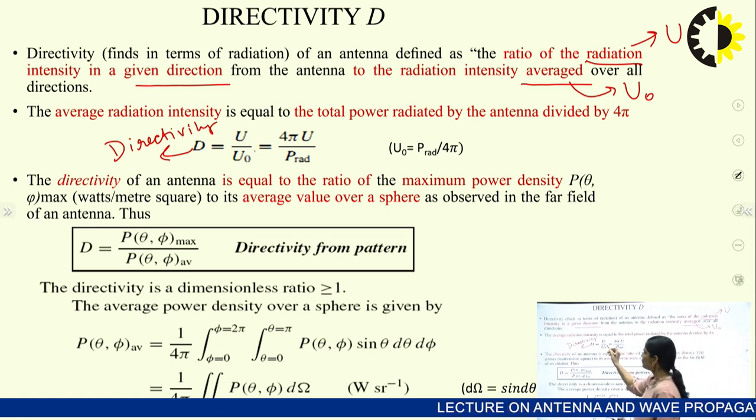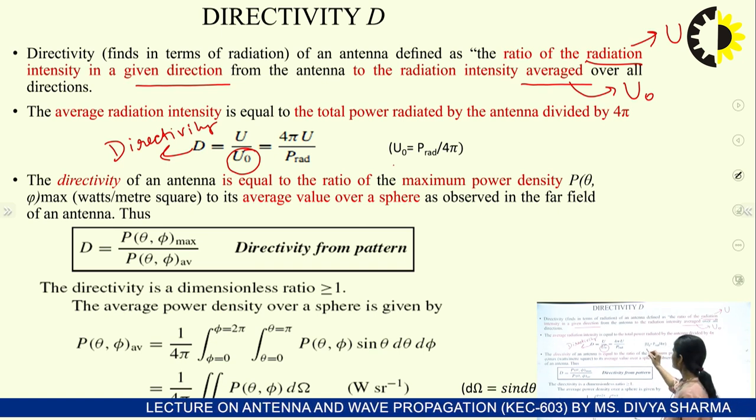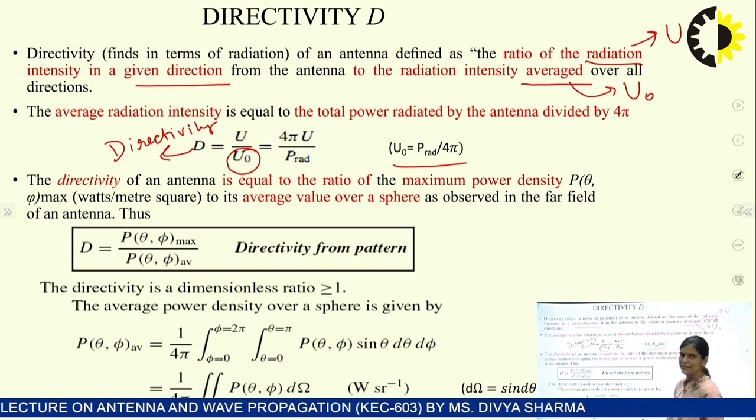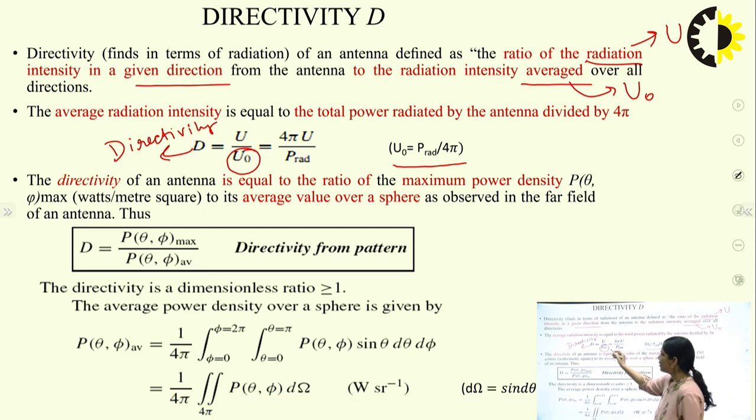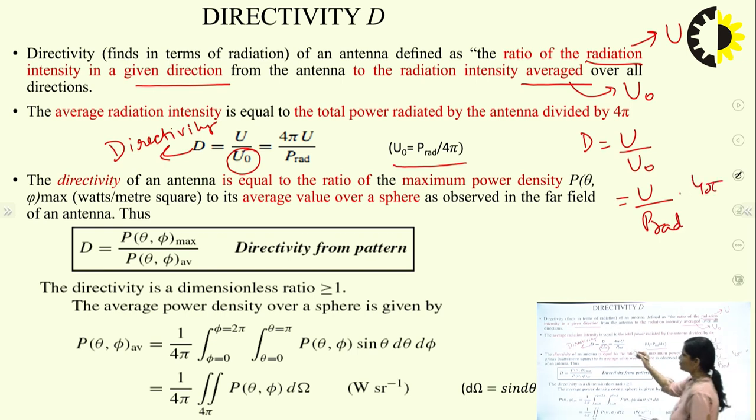Now, put in the value of U naught. U naught is equal to P rad upon 4 pi, as already discussed in the previous video lecture. Now, D is equal to U upon U naught. Putting in the value of U naught, D is U upon P rad into 4 pi. So, this is your directivity: 4 pi U upon P rad.